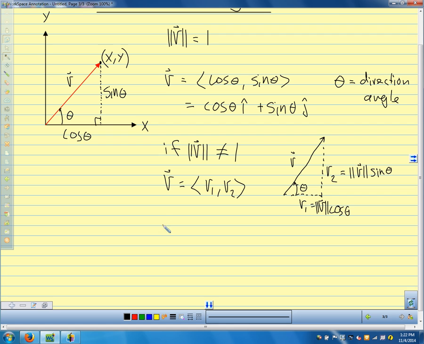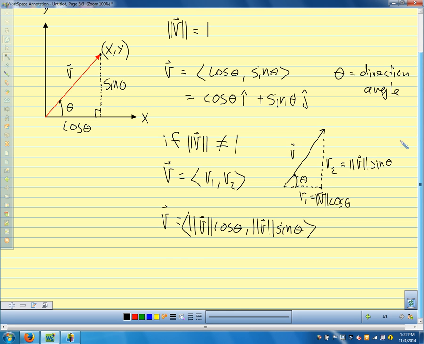So I can write v equals the magnitude of v times cosine theta, magnitude of v times sine theta, and as a linear combination of i and j, this would be magnitude of v cosine theta i hat plus the magnitude of v sine theta j hat.